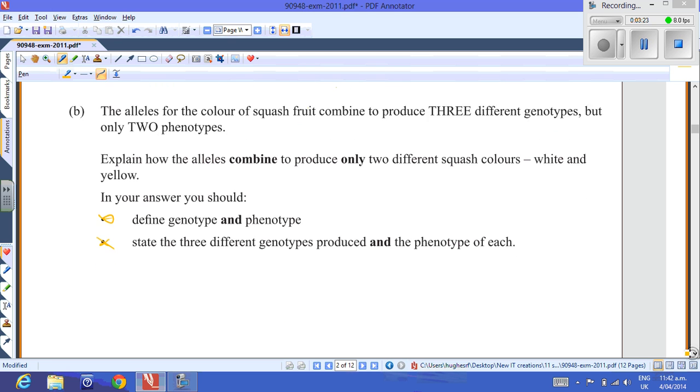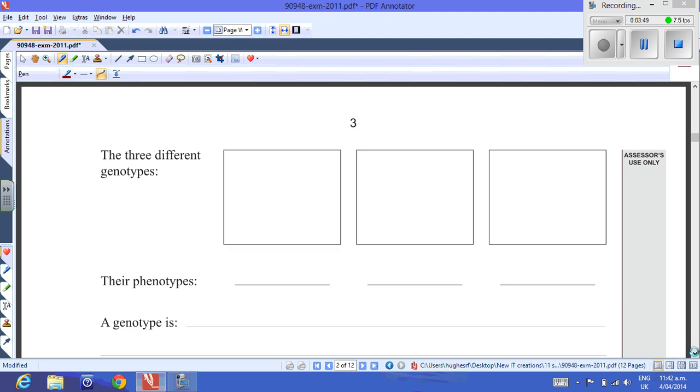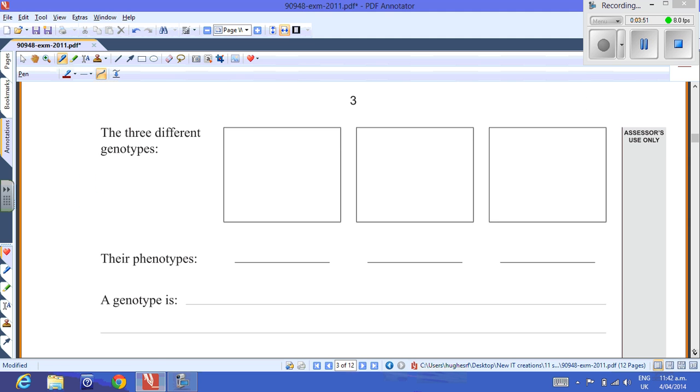So answering genetics questions is going to be near on impossible if you haven't got a good understanding of your key terms. So that's what they're getting you to determine. First of all, can you define genotype and phenotype? And then can you use those definitions to answer the second part of the question? So definition for genotype and phenotype, and the actual 3 genotypes that you can have. The question has laid that out on the next page, so we'll just go here first of all.